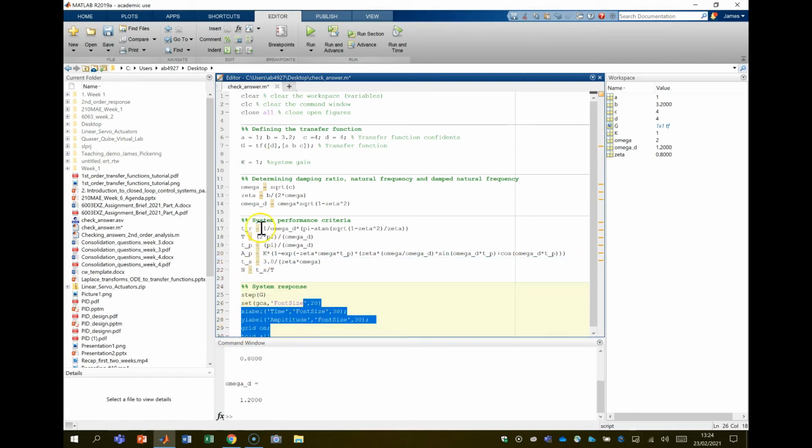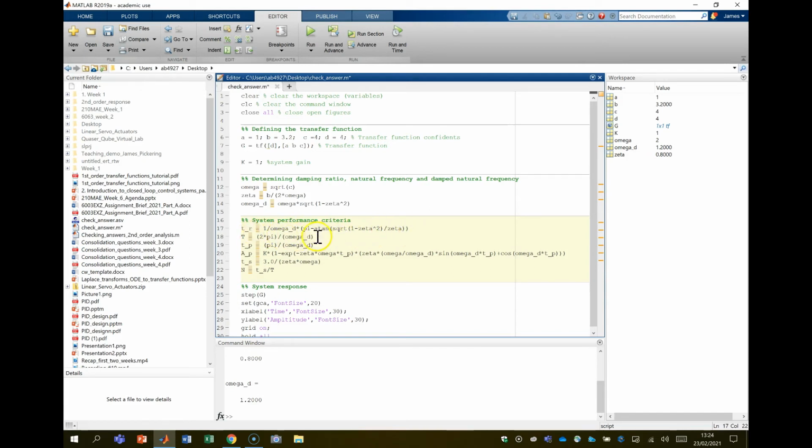The next part then is to work out the system performance criteria. So you can see I've literally just written out the equation for rise time: 1 over omega d, multiplied by pi minus the inverse tan, multiplied by the square root of 1 minus zeta squared over zeta. So you should remember the form of that equation.